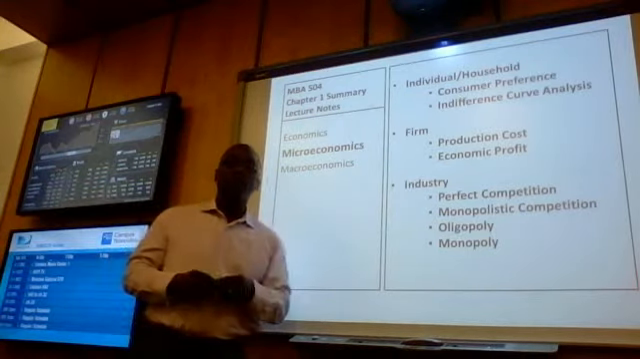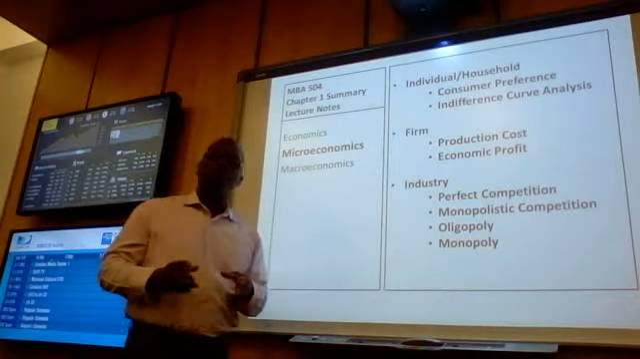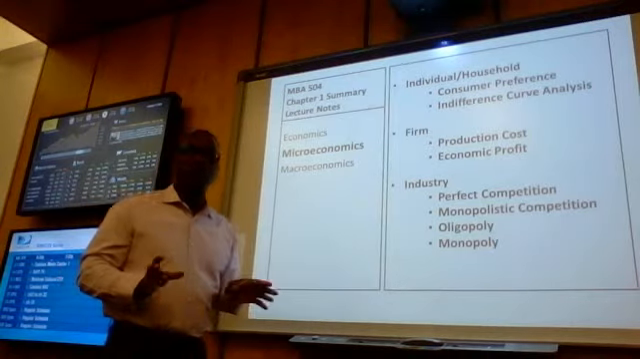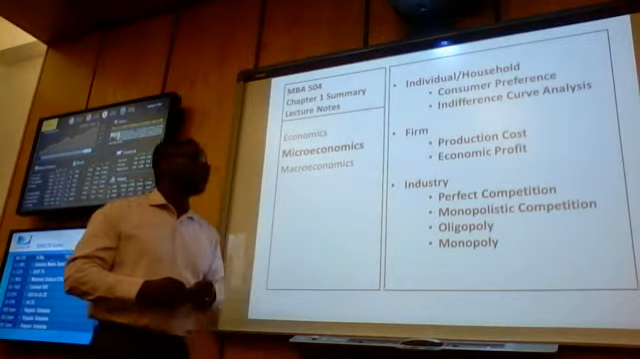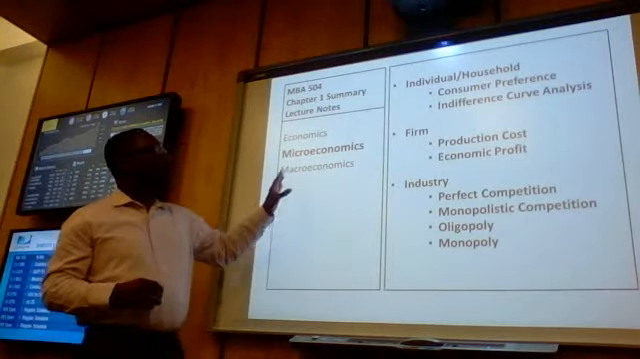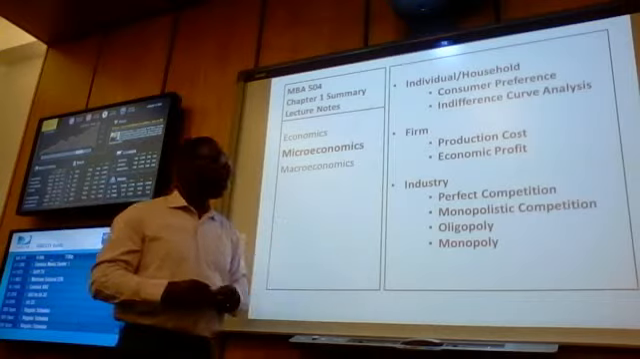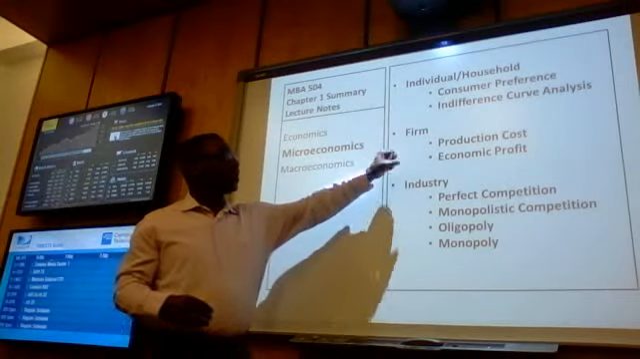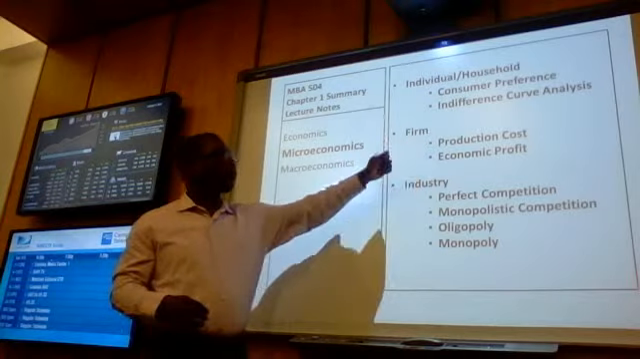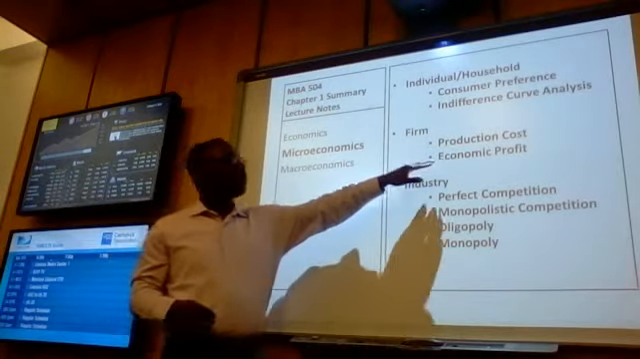This course is broken down into two components. The first 2/3 of the course is going to focus on microeconomic theory, and the last 1/3 is going to focus on macroeconomic theory. Under microeconomic theory, we're going to spend time discussing the firm. We're going to look at the firm in context of production costs in the short run and the long run. We're also going to discuss economic profit.